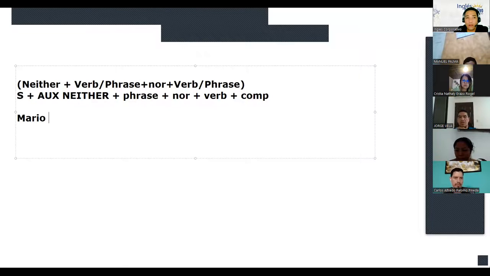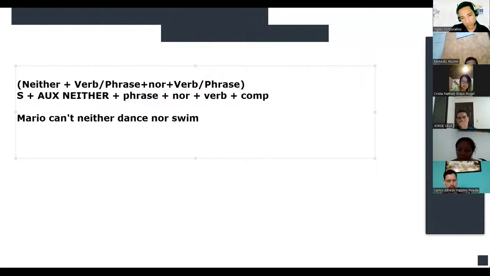Mario? You use that structure to compare two parts of something? Yeah. It's the same example, ni. So let's see. Mario can neither dance nor swim with her. Or sing, teacher. Oh yeah, that sounds better, right? Saying it is more into context.